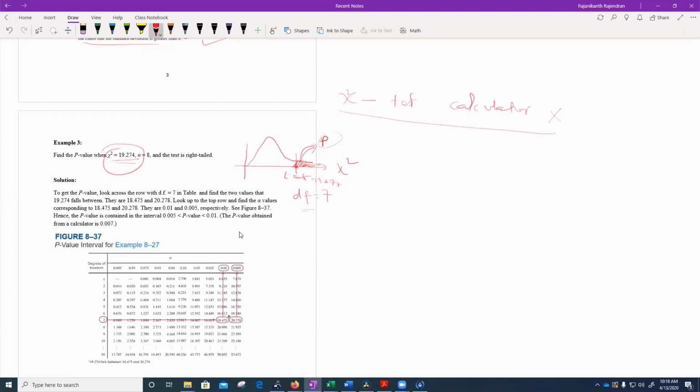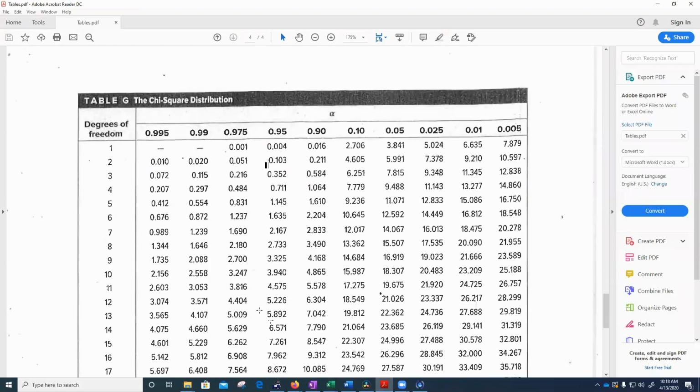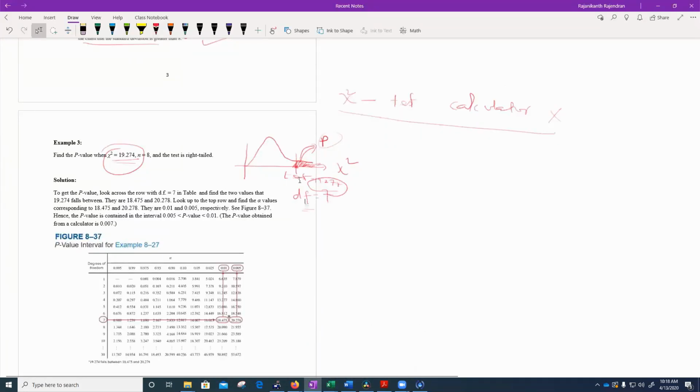Now you have to understand clearly: you have to go backwards. You don't know the area, but you know the test value, the chi-square value. So I'm looking inside the table for my chi-square value, 19.274, with degrees of freedom 7. Remember, you know only the test value, you don't know the area. So I'm looking for the area, alpha, in other words.